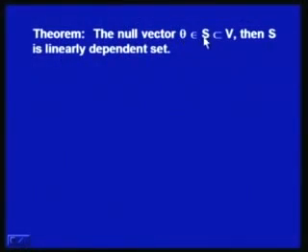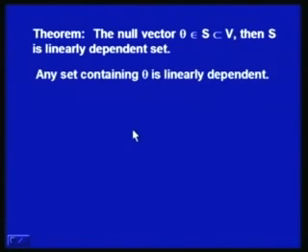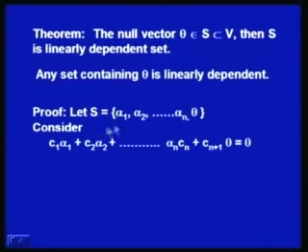Now we have another theorem which says that if the null vector theta belongs to S, which is a subset of V, then S is a linearly dependent set. By this I mean that if there is a null vector in the set S, then S is a linearly dependent set. So any set containing theta is linearly dependent. That is another way of writing this theorem. So let us try to prove this.